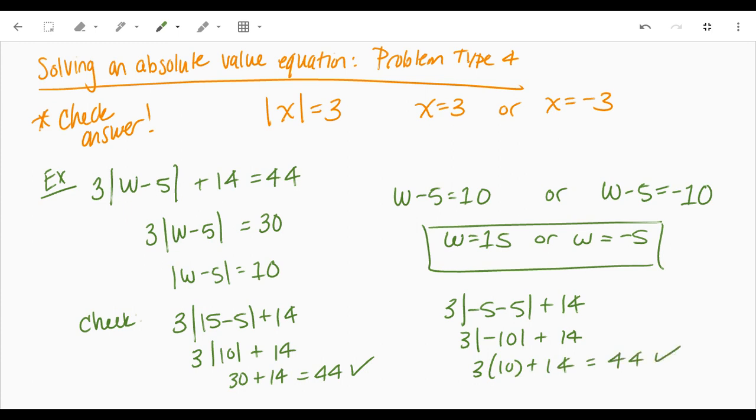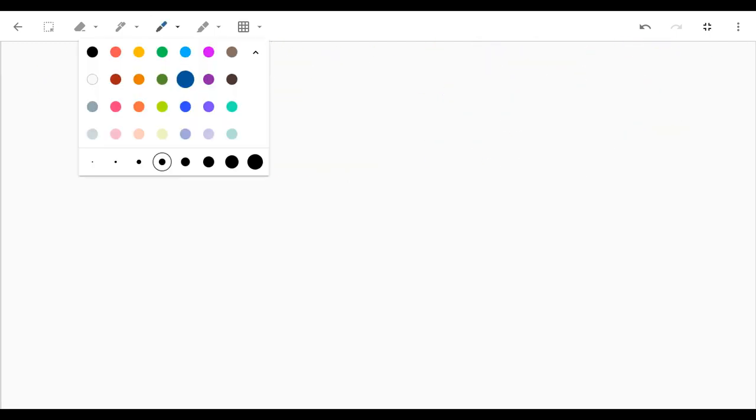Okay, let me get another one here. I don't think they're going to throw any at you that have no solution in this one. Okay, another example. Absolute value of 2y plus 4 minus 27 equals negative 15.